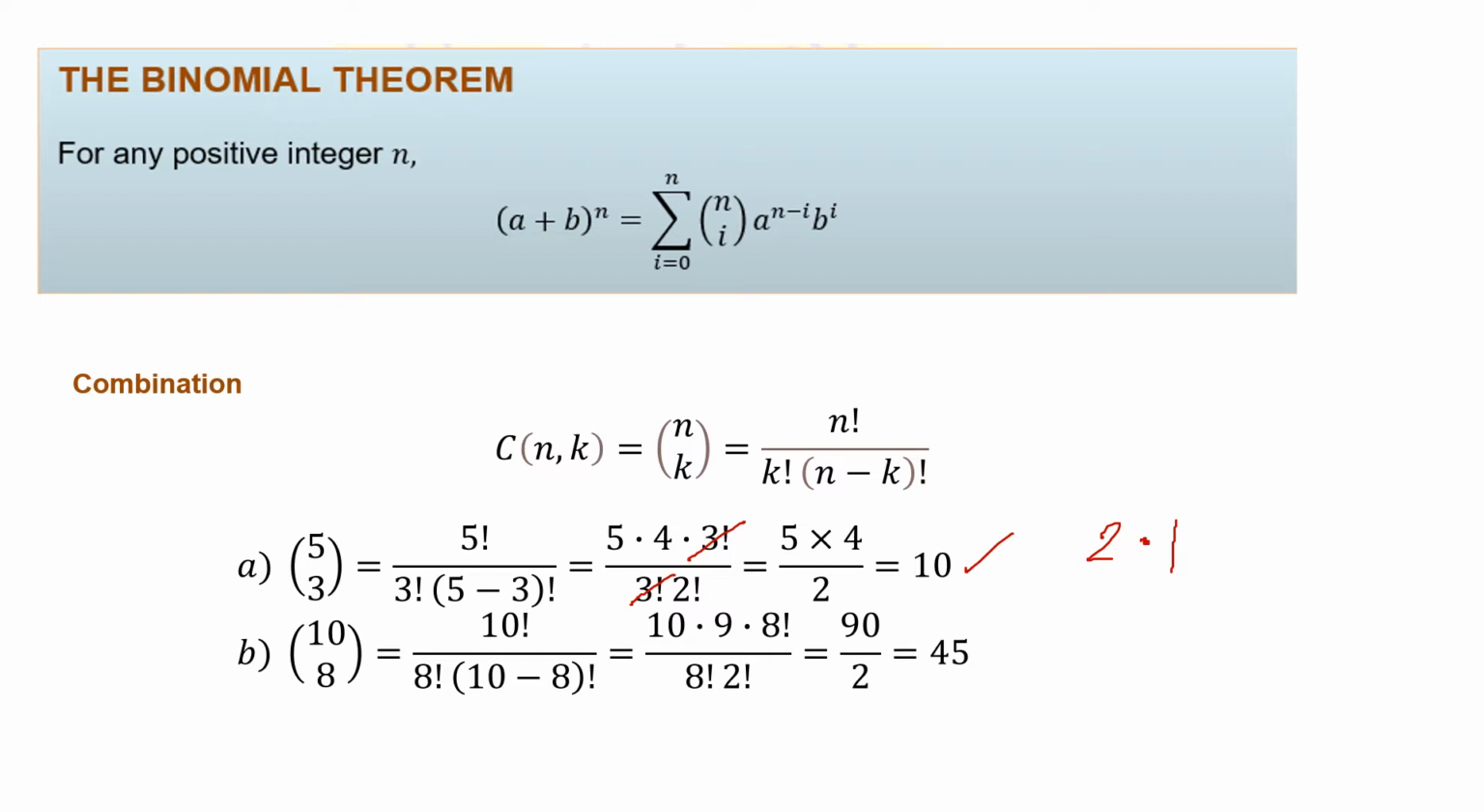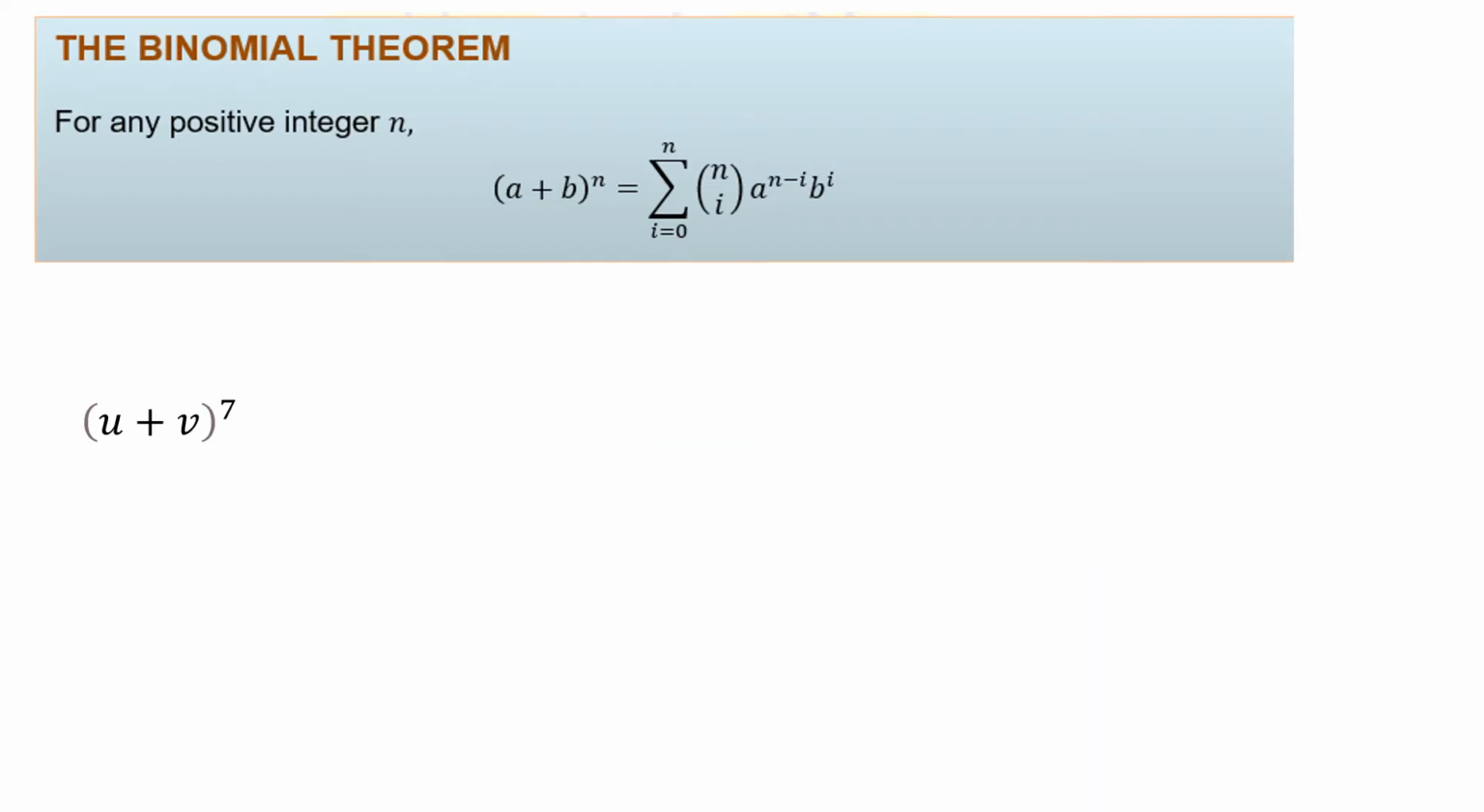Another one, 10 taken 8 at a time is equal to 10 factorial divided by 8 factorial times the quantity (10 - 8) factorial. So that will be 10 factorial is 10 times 9 times 8 factorial. So we can now cancel this. Divided by 2 factorial becomes 90 divided by 2 is 45. So this is just a simple recall of the combination rule, and you can find that in your calculator, usually found on top of the division key.